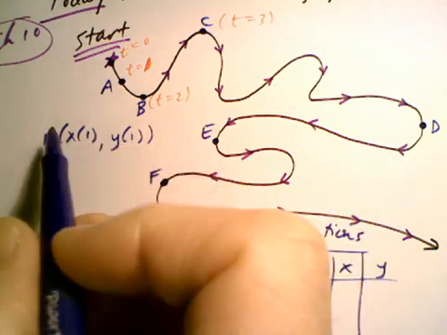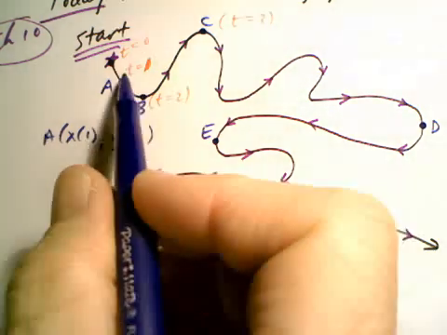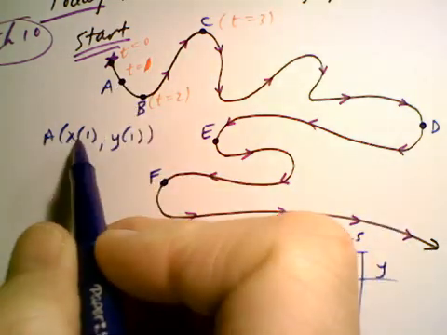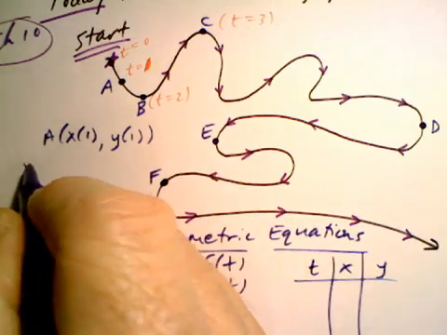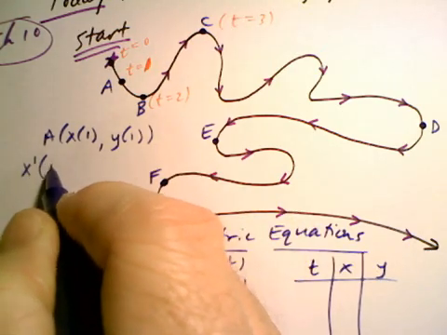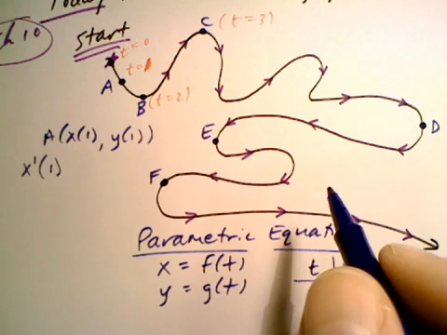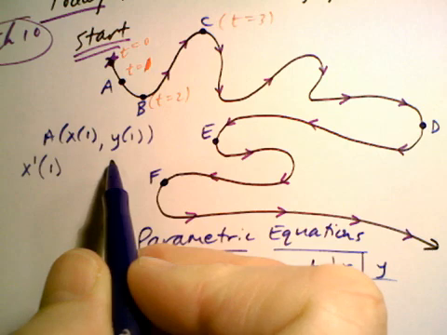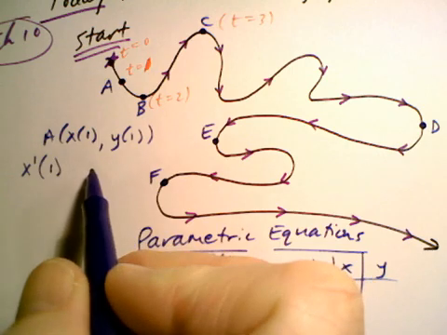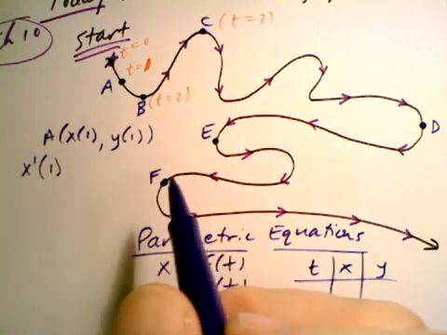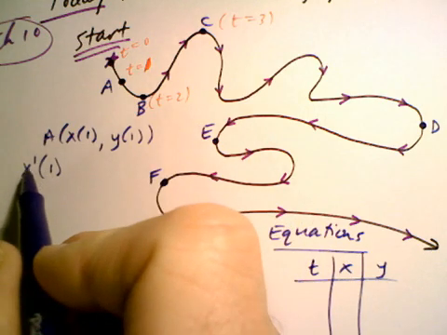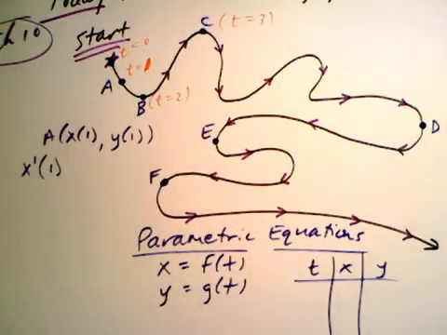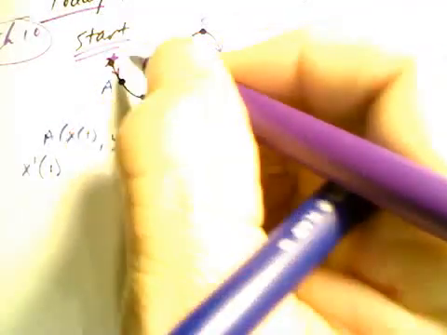So if A is where the particle has moved to at the end of 1 second, then we can say things about x prime. Now remember, x prime of 1 represents the rate at which the horizontal distance, or the horizontal position, we should say, is changing at that precise moment. So let's try to understand this here.